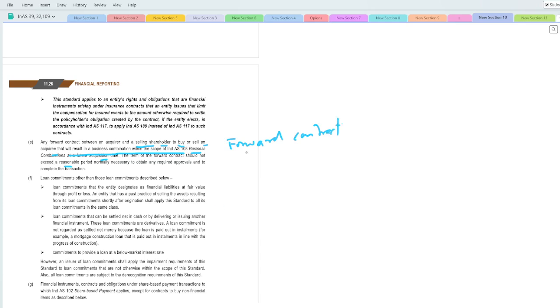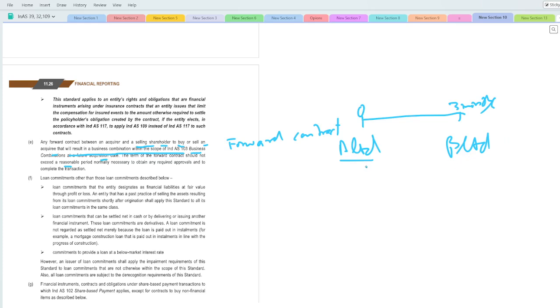Why? Like A Limited is planning to acquire B Limited. Okay, so in the business combination, A Limited, after 3 months, so in a time period like after the 3 months, A Limited has entered into a forward contract with B Limited.